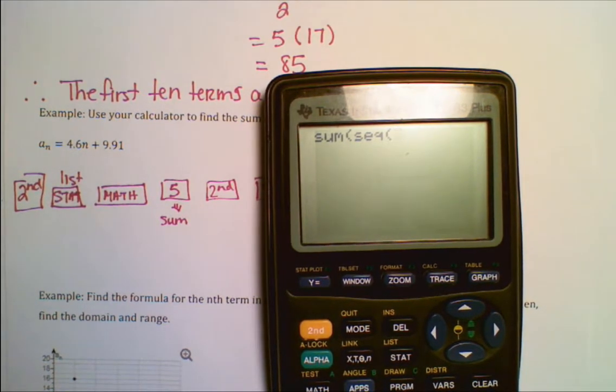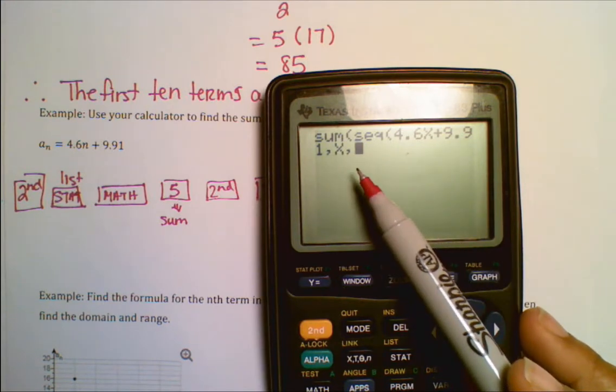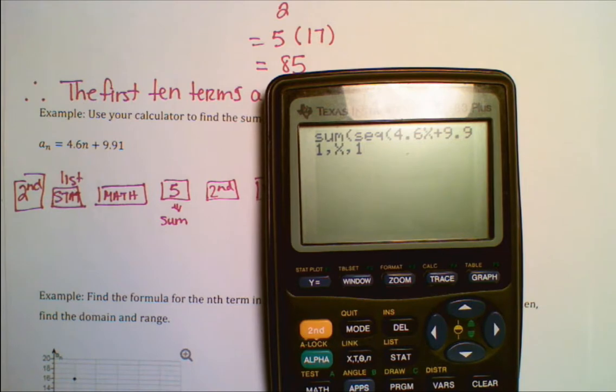You're going to say 4.6x, because we don't have an n here, plus 9.91, then comma, and then you're going to press the X button, comma, because that's our focus, this X, where we're going to plug in for X. And then we're going to put in our starting point, our lowest value, which is 1, comma, our highest value, which is 10, comma, and then 1, increments of 1 here. Okay.